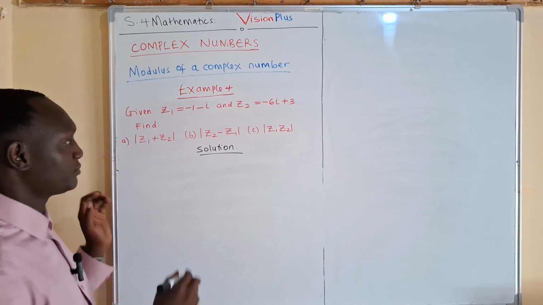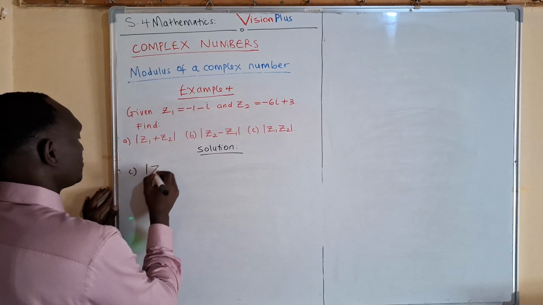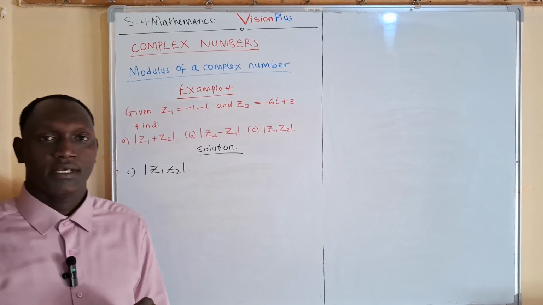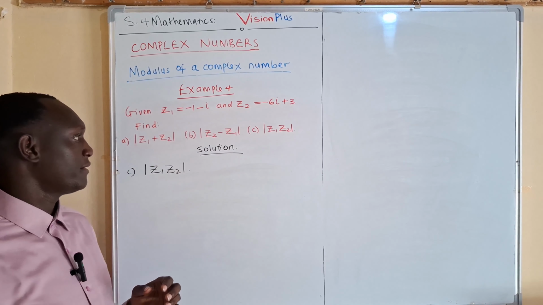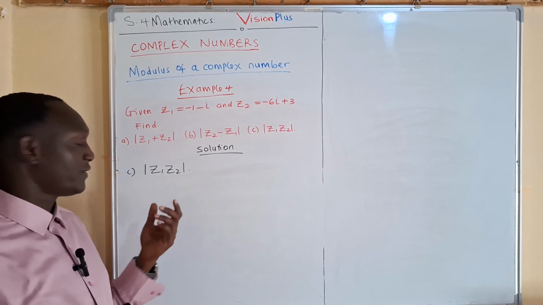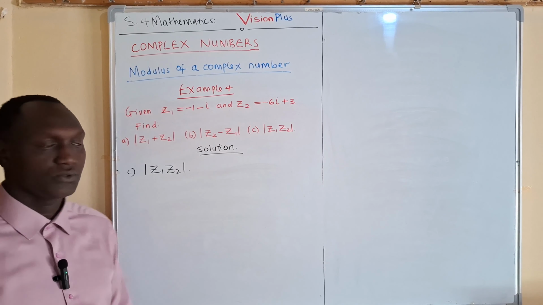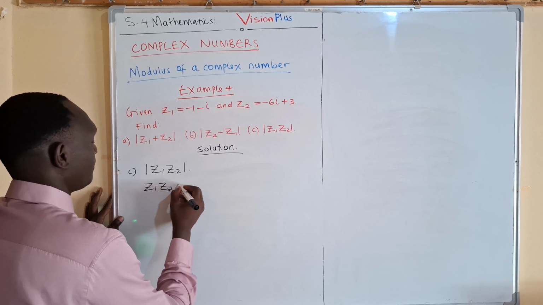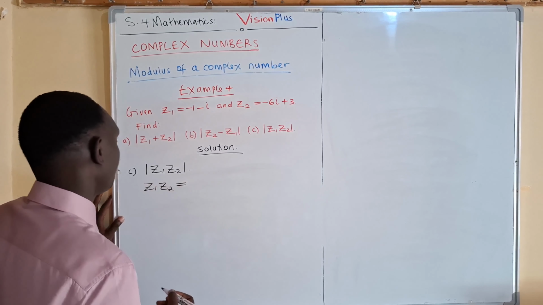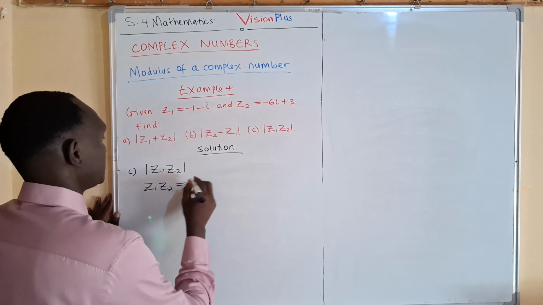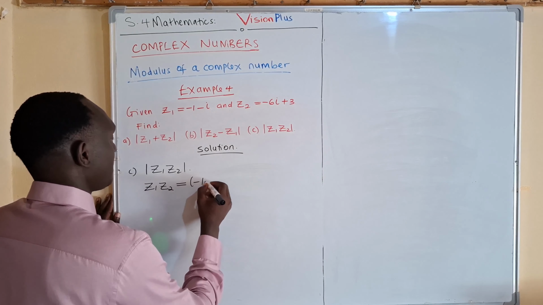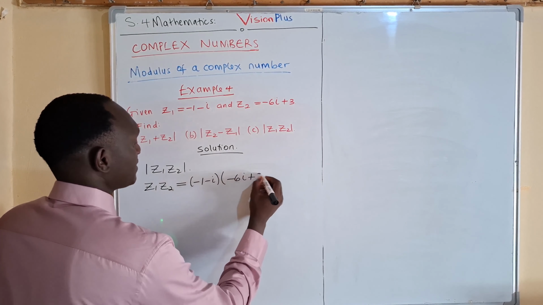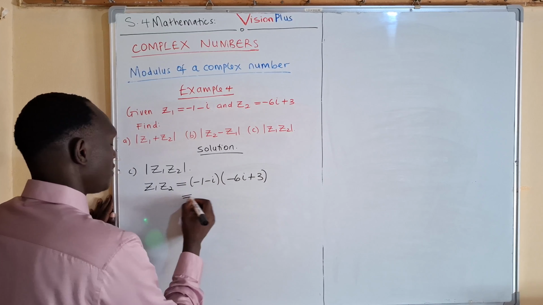Part C says that we need to find the magnitude of Z1 Z2. So what is the first thing that you need to do here? You first find the product of Z1 and Z2, and then go to the magnitude. Z1 Z2 is going to be the same as: what is Z1? Z1 is negative 1 minus I, and Z2 is negative 6I plus 3. Then you multiply. You know how to multiply.